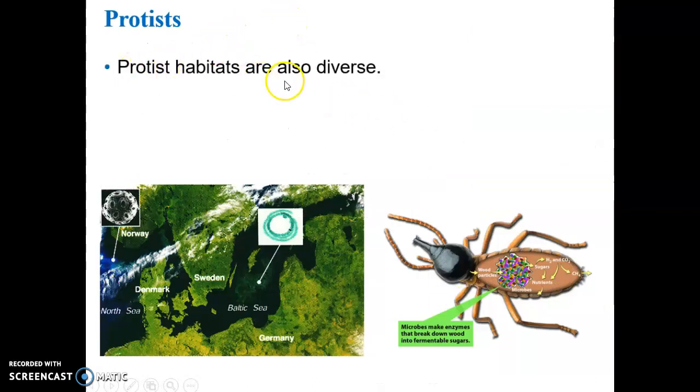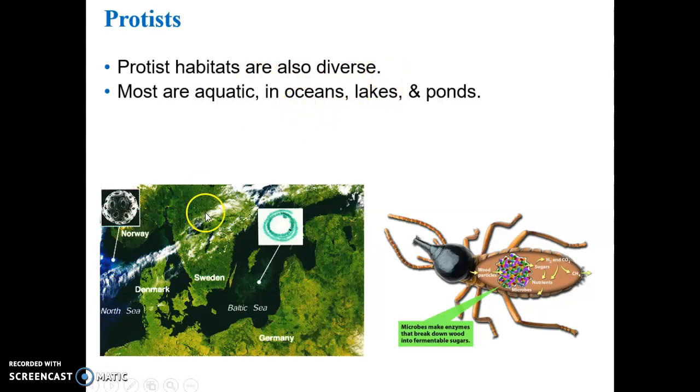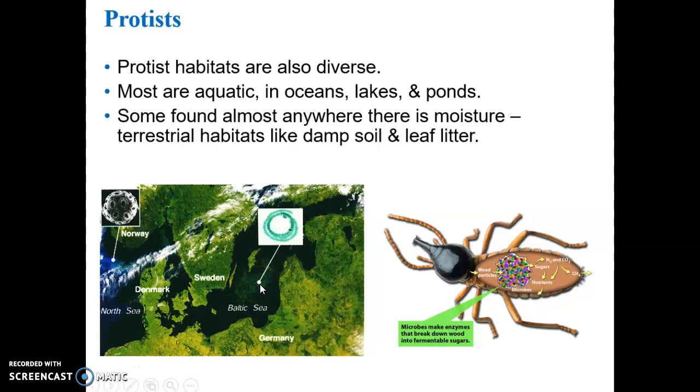So protists inhabit many habitats. Usually they're found in wet or aquatic places. So in lakes, rivers, and in oceans or ponds. Here's a picture of the Baltic Sea, just north of Germany, between Germany and the Scandinavian countries. And this big green patch that you see is a big bloom of an aquatic ocean group of protists. They can be very abundant.